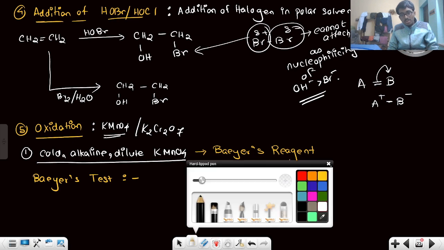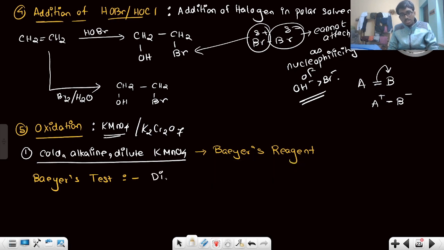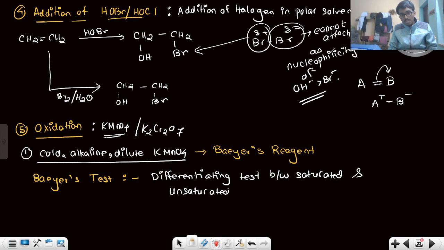What does Bayer's test do? Done already in class 10. It is a differentiating test between alkane and alkene, or alkane and alkyne, so between saturated and unsaturated compounds. So we have two methods for differentiating between saturated and unsaturated compounds: either use Br2 in CCl4 or use Bayer's test.